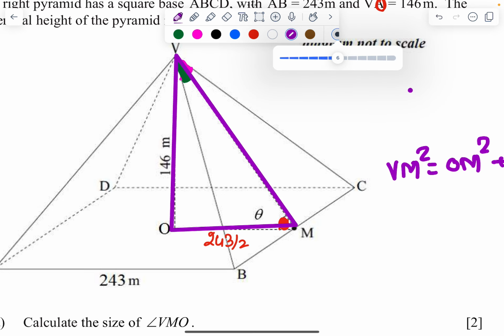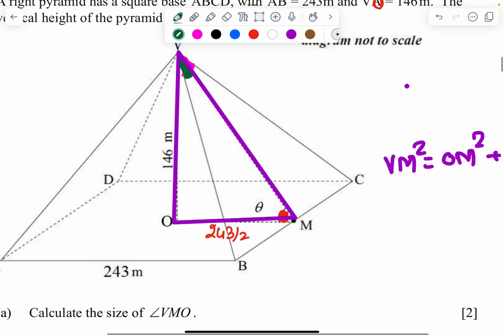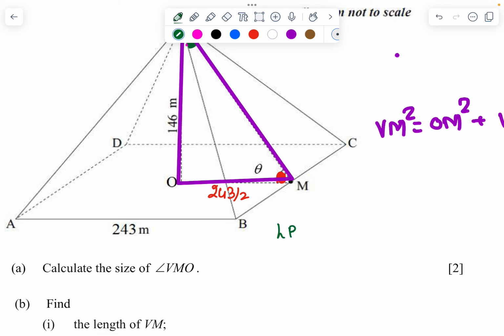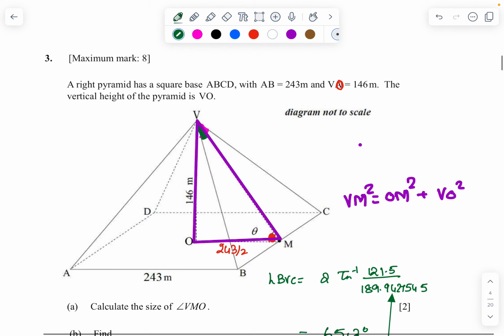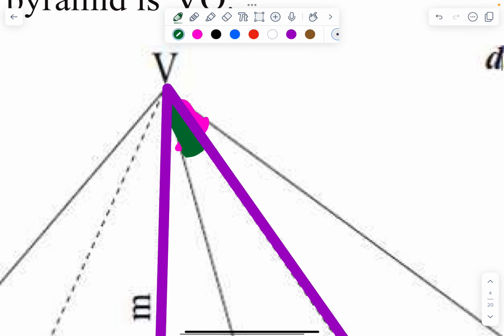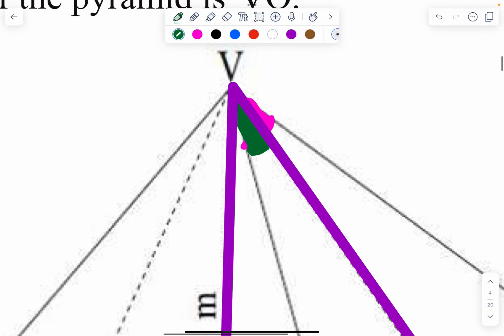So therefore, I am going to find it out. Angle BVC equals 2 times tan inverse of 121.5 divided by 189.9427545. So this 190 what we got was written in full calculator display. So what's going to be the answer? 65.2 degrees is going to be the answer. Angle BVC. So that green color angle, when I multiply by 2, then I'll be getting the total purple color angle.